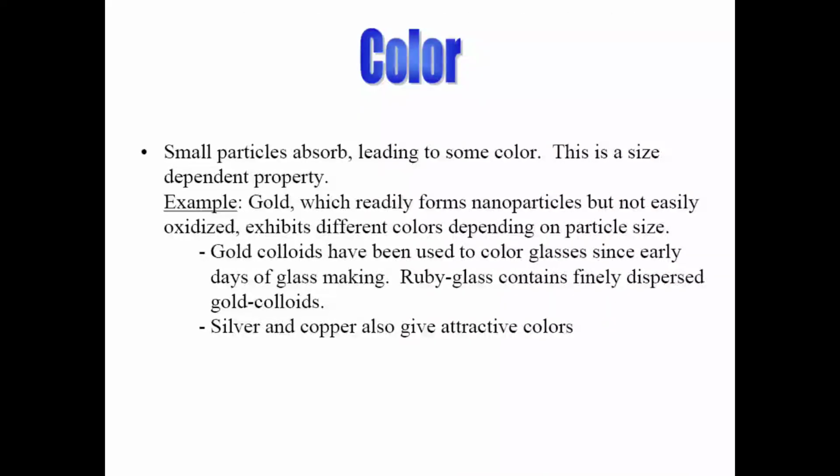Regarding changes in color, normally small particles absorb light, leading to some color changes. This is a size dependent property, so color is a size dependent property. Gold, which can be readily formed into nanoparticles, gives a number of color changes due to this nano property. Gold colloids have been used to color glasses since early days of glass making. Ruby glass contains finely dispersed gold colloids. Silver and copper also give attractive colors when they are converted into nanoparticles.